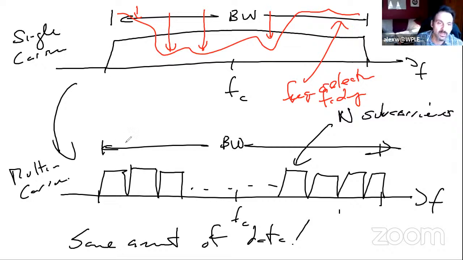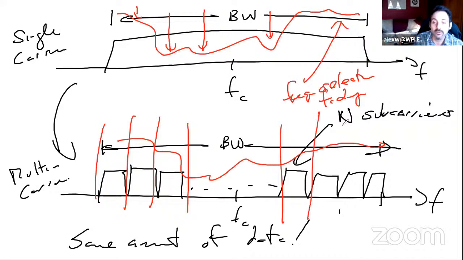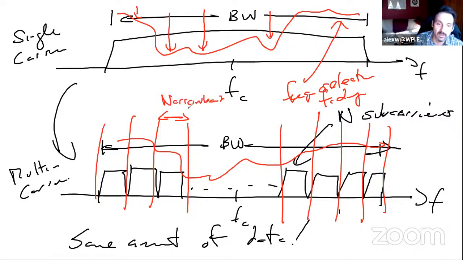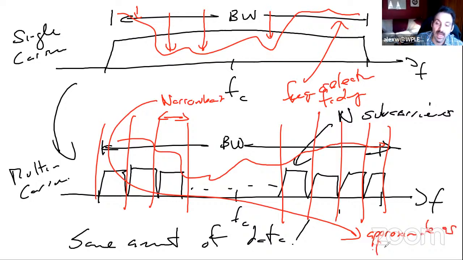What we found when we did multi-carrier is that each subcarrier views the channel from a very narrow band perspective, and therefore it can be approximated as flat fading, which means you correct each subcarrier with one gain. So let's look at it another way, because I like visualizing these things.